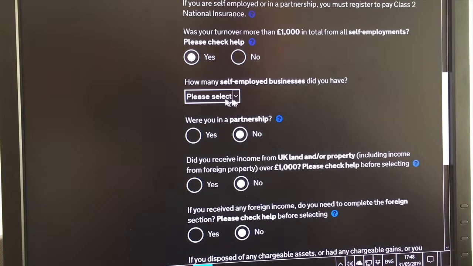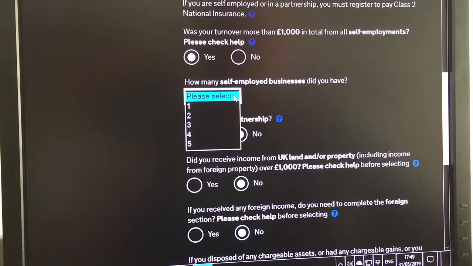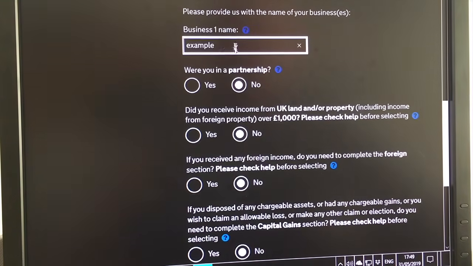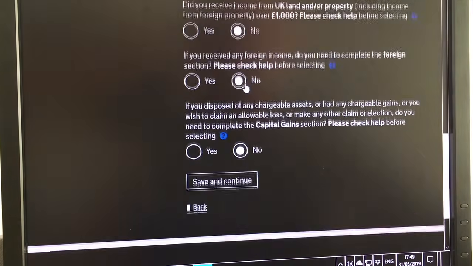How many self-employments? We're going to assume you've just got one, and I'm going to call it example. So having done that, the next bit will actually throw up bits to complete your tax returns and your self-employment pages. Were you in partnership? No.